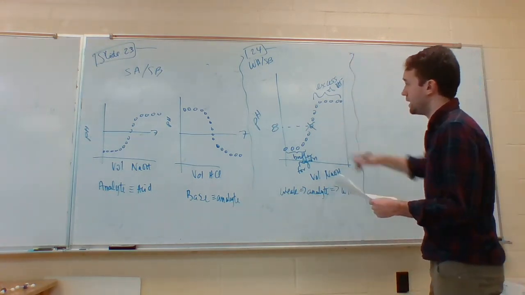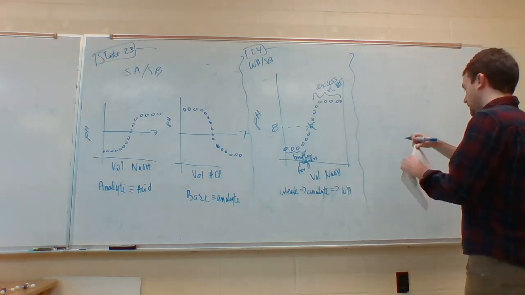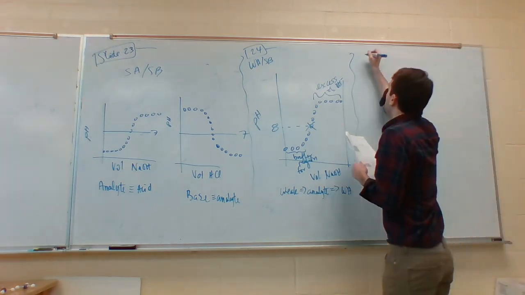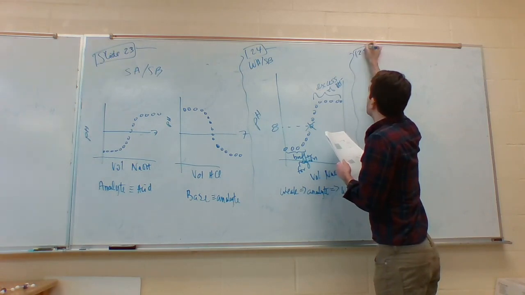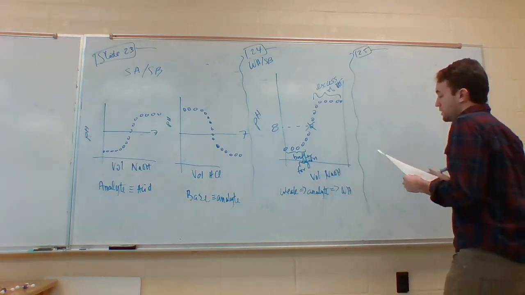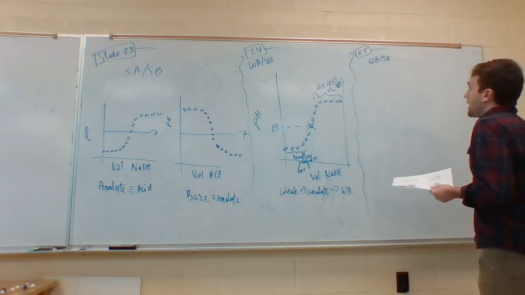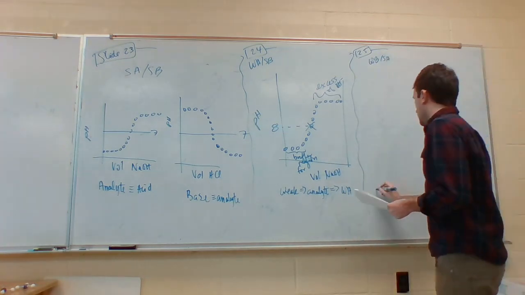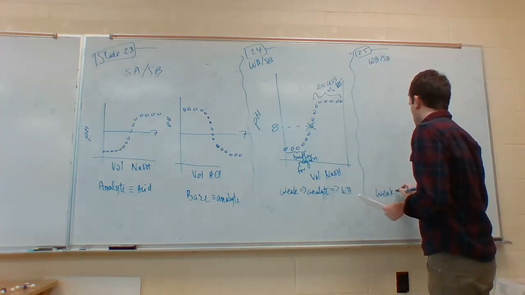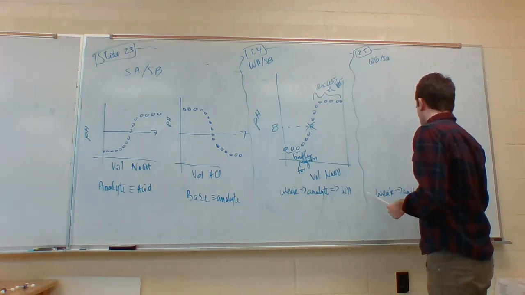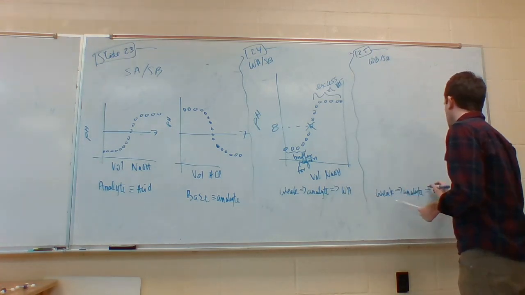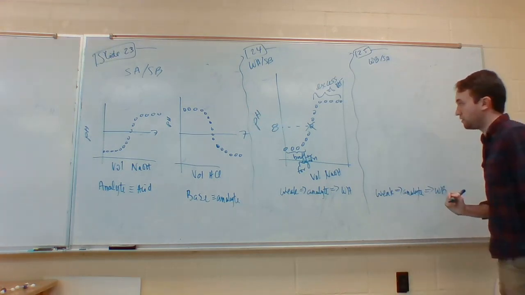Notice again that this is not at 7, but will be a little bit higher. Okay, now on slide 25, this is going to be for our weak base titrated with a strong acid. Again, since the weak component is the analyte, it goes in the flask. So that means that our weak base is in the flask.